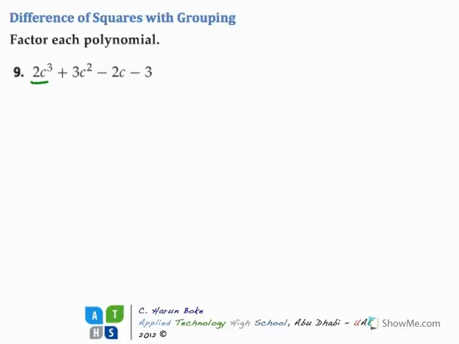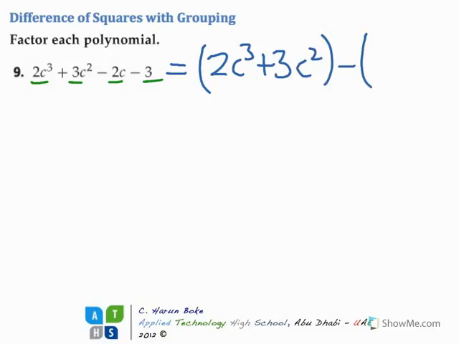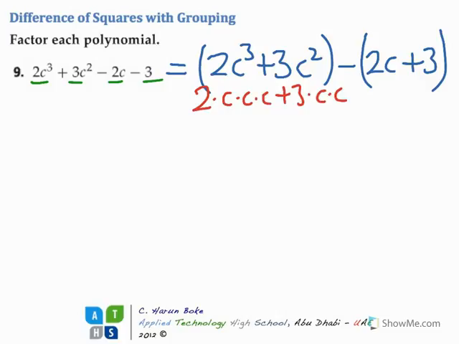Now, in this example, we have 1, 2, 3, 4 terms. So we are going to use factor by grouping. We will consider the first two as a group, which is 2c cubed plus 3c squared. In minus parentheses, we have 2c plus 3. Well, now here we have 2 times c times c times c plus 3 times c times c. So the common factors are c and c, so I'm going to write c squared in brackets.